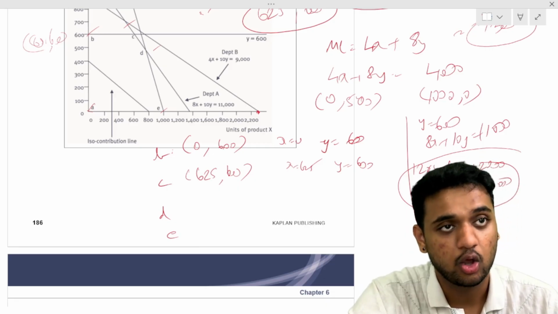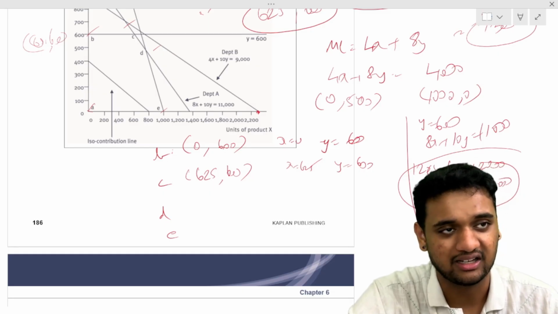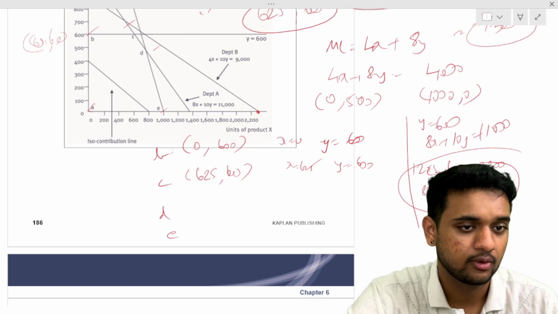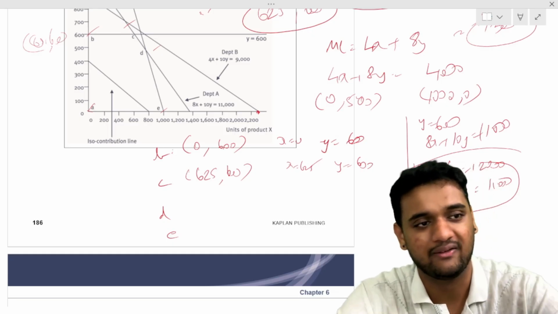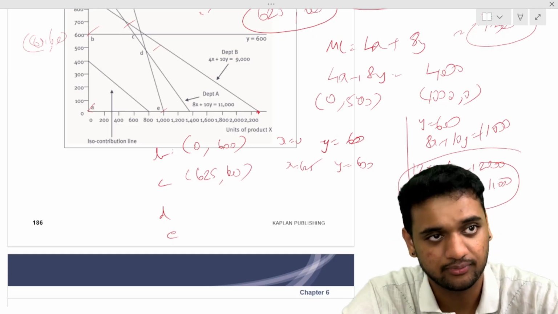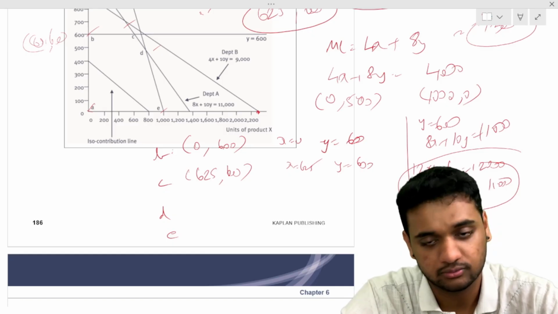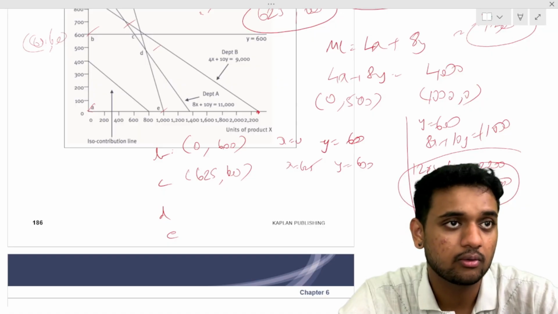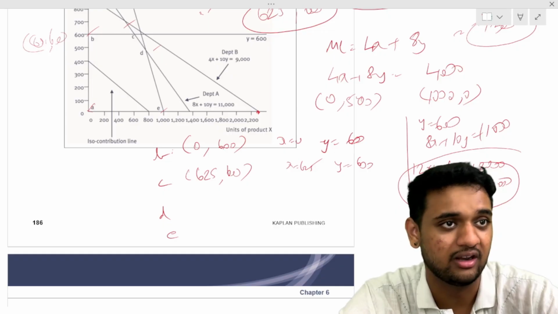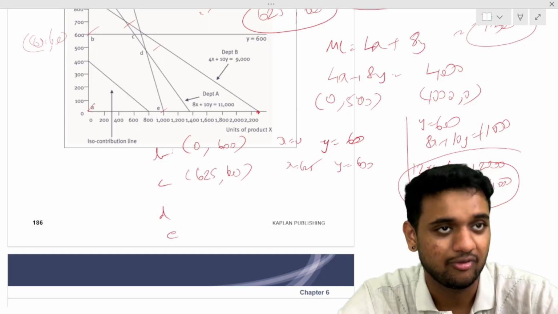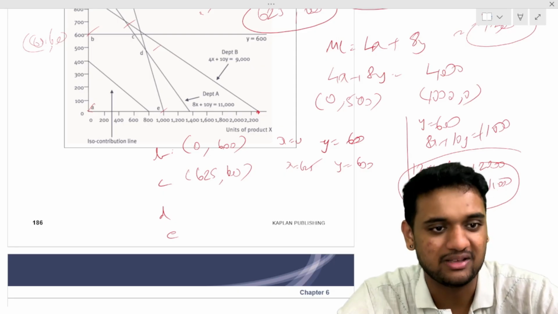Point D is an intersection of which 2 lines? 12x plus 6y is equal to 12,000 and 8x plus 10y is equal to 11,000. Point D is the intersection of these two lines. Understood or not? In the feasible region, there are only 4 intersection points, 5 points in total. That's how they mark A, B, C, D, and E.